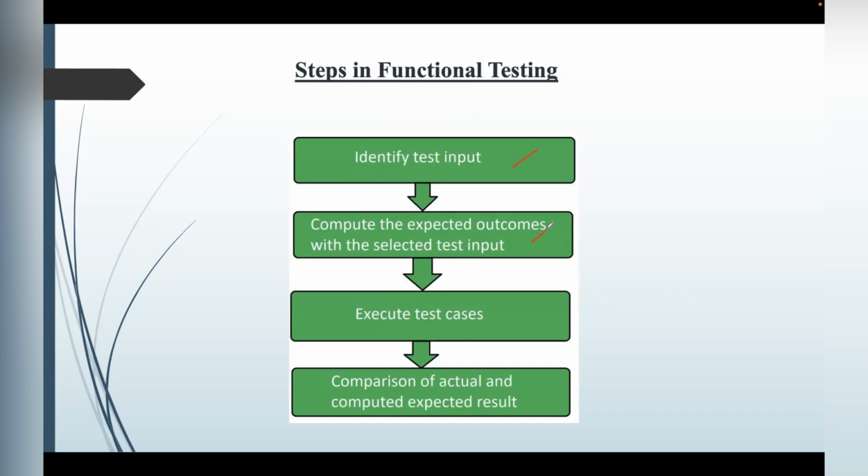Coming to the third one, that is execute test cases. This step involves executing the designed test cases and recording the output. And finally, comparison of the actual and computed expected result. In this step, the actual output obtained after executing the test cases in step 3 is compared with the expected output in order to determine the amount of deviation in the results. This step reveals if the system is working as expected or not.